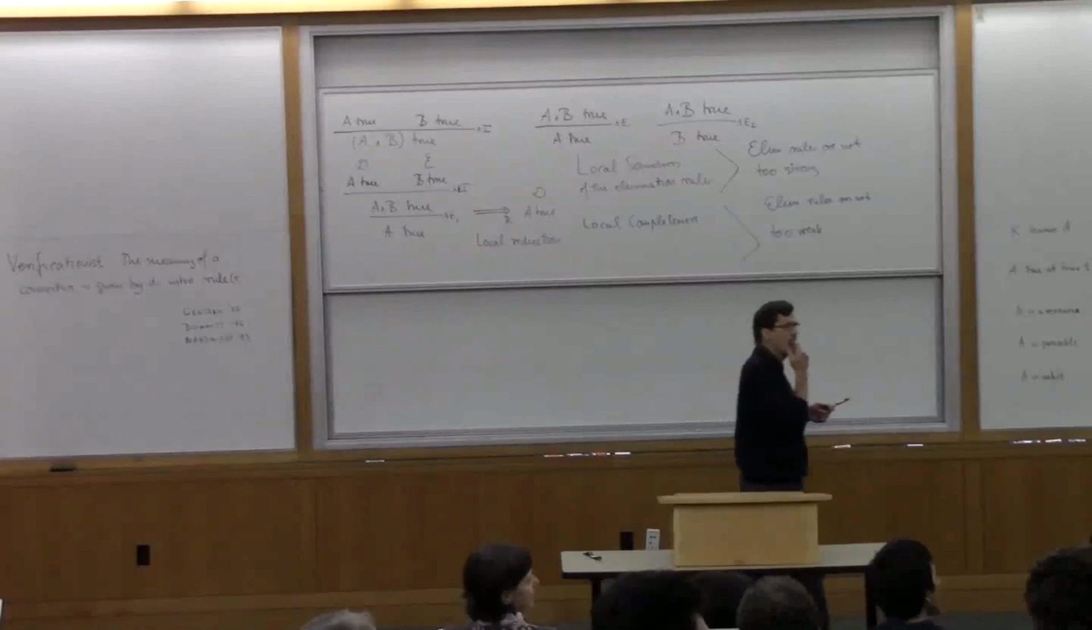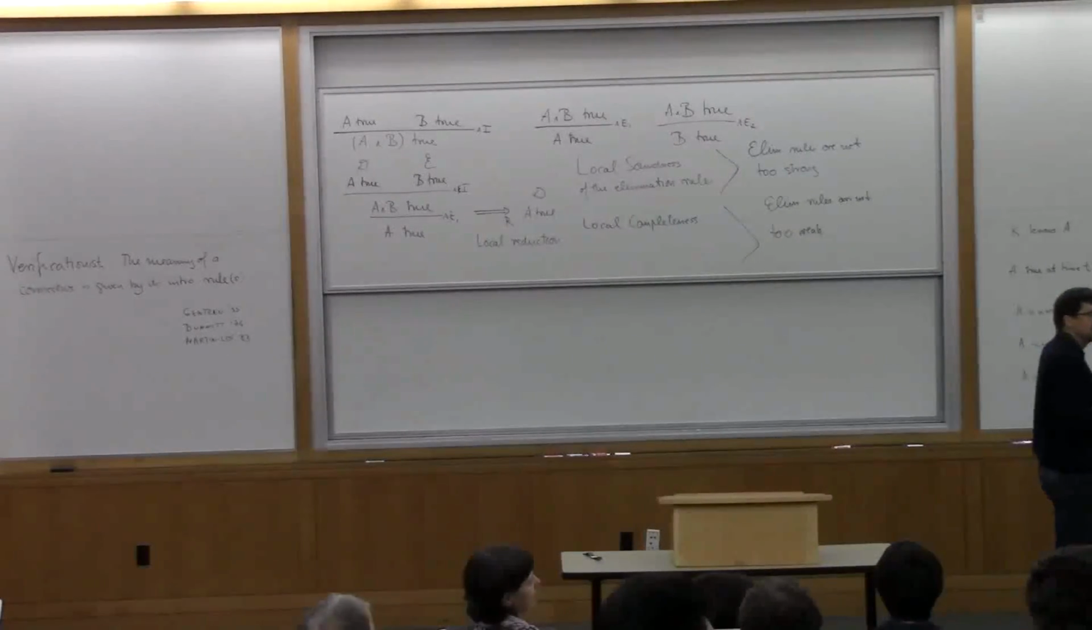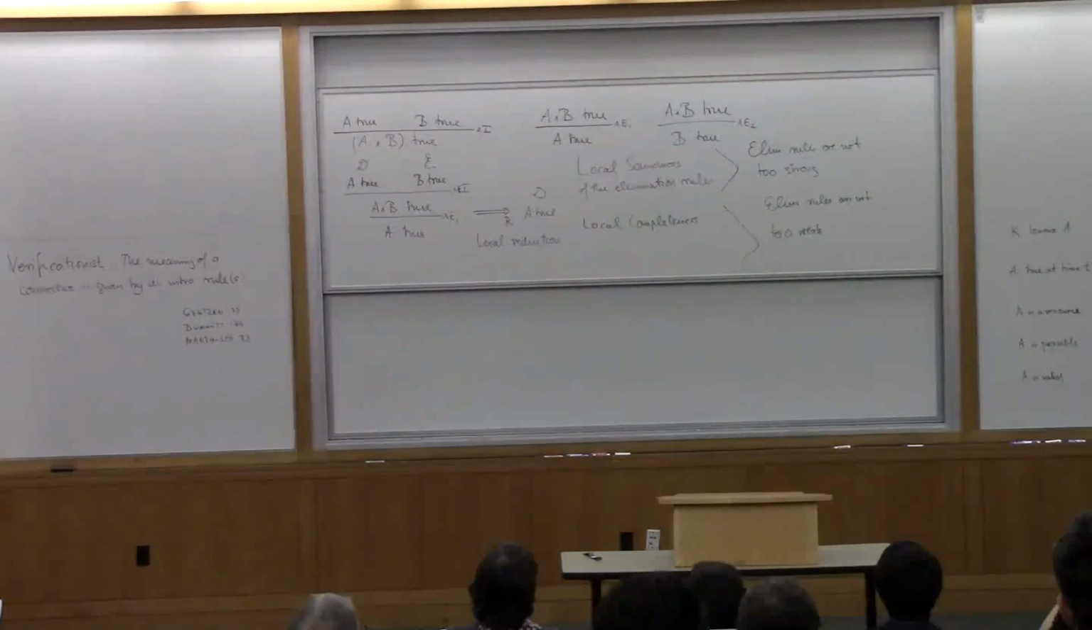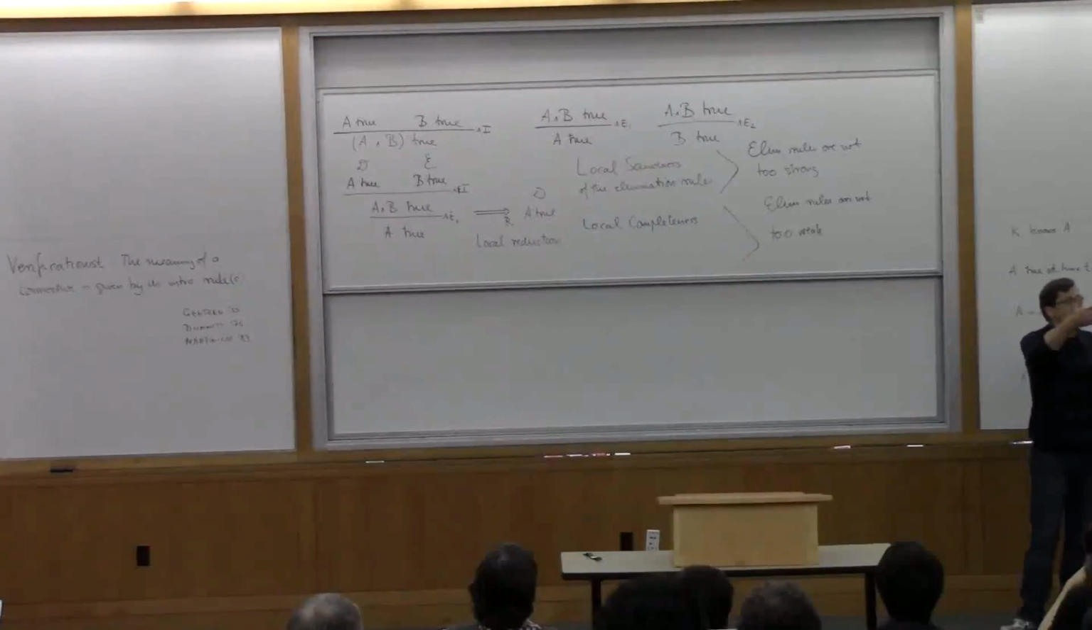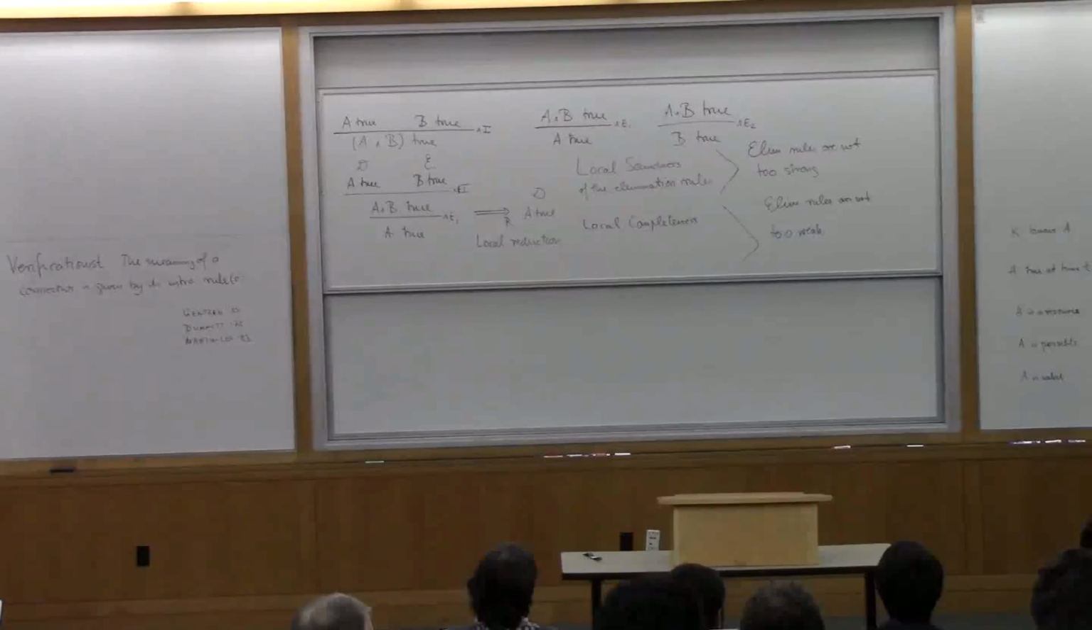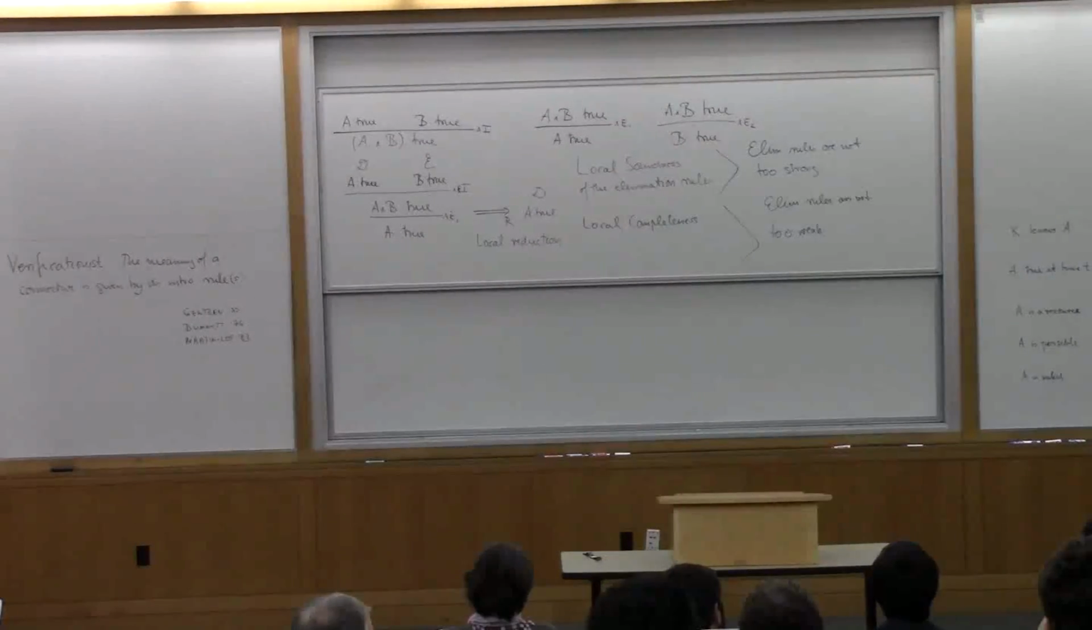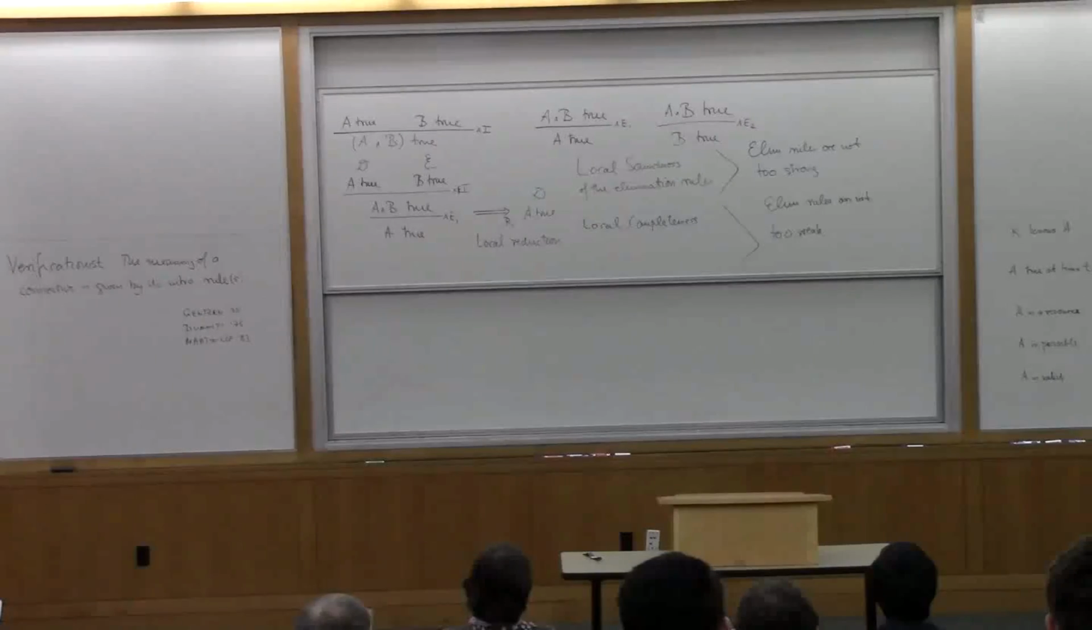Did you define local soundness? And what's the difference? Okay. So local soundness under the elimination rules means that no matter how you introduce a connective, if you then eliminate it, you can already justify the conclusion from one of the premises of the introduction. That's the definition of local soundness. So now we want a similarly simple definition of local completeness.